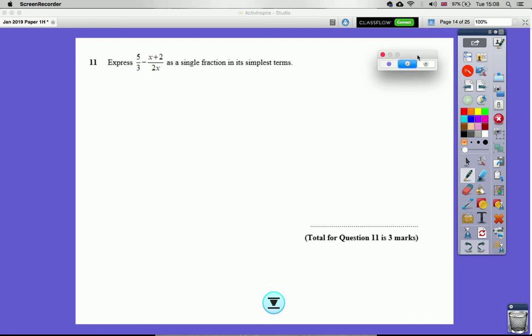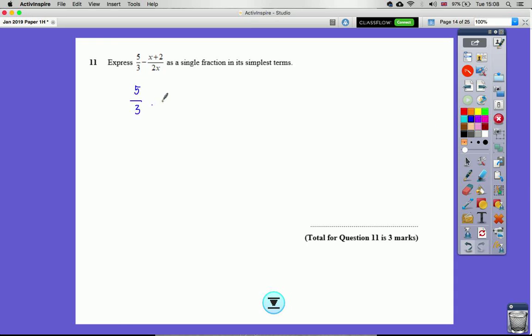Okay, welcome back, and we will be doing our third segment now, questions 11 to question 15. Here it says express 5 over 3 minus x plus 2 over 2x as a single fraction in its simplest terms. So let's start. We write 5 over 3 minus x plus 2 over 2x.